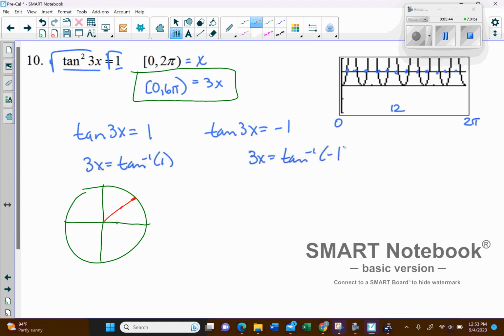See, it occurs here because your x and y are the same, and so that ratio is 1, right? And so that would be at pi over 4. Then it happens again right over here, which would be at 3 pi over 4, and then it happens again right here, which would be at 5 pi over 4.